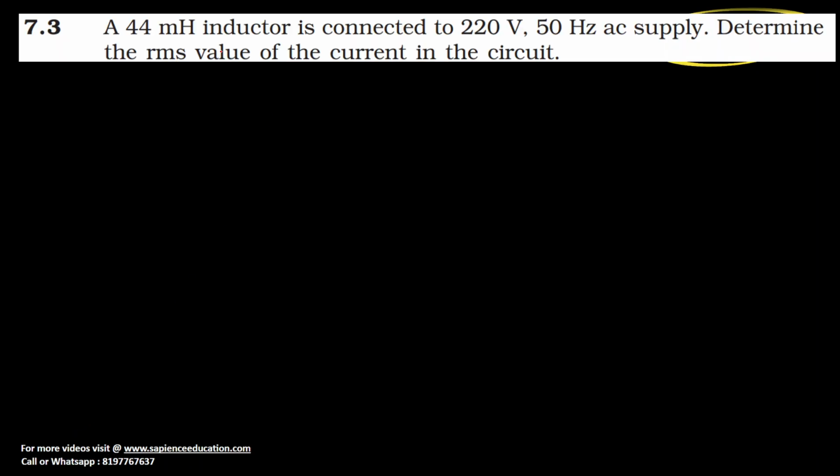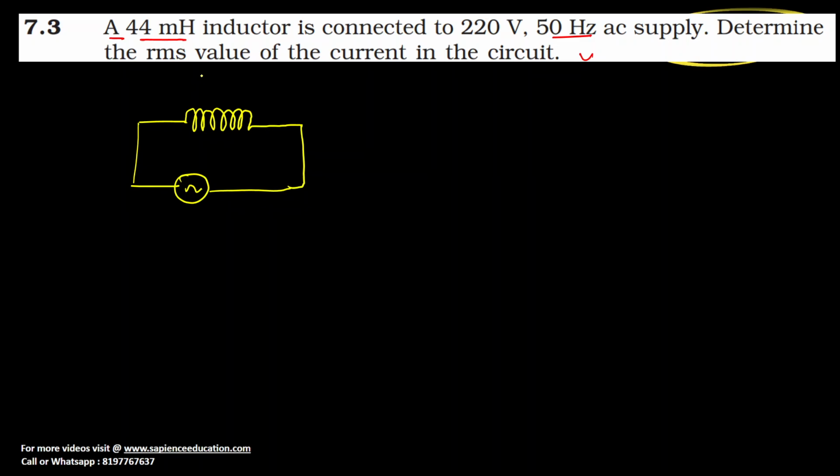In question number 7.3, a 44 millihenry inductor is connected to a 220 volt, 50 hertz AC supply. Determine the RMS value of the current in the circuit. First of all, we need to understand the circuit. This is an inductive circuit, because they have given an inductor, so let us draw it. It has been connected with the AC supply.